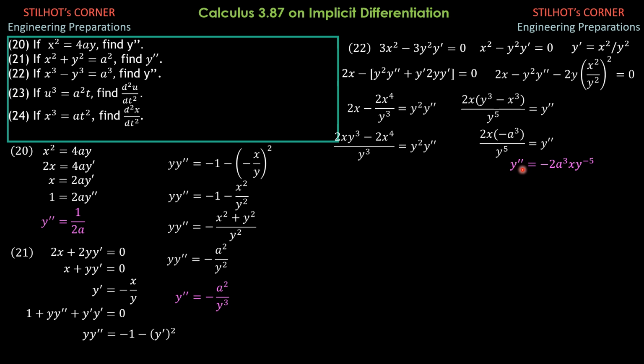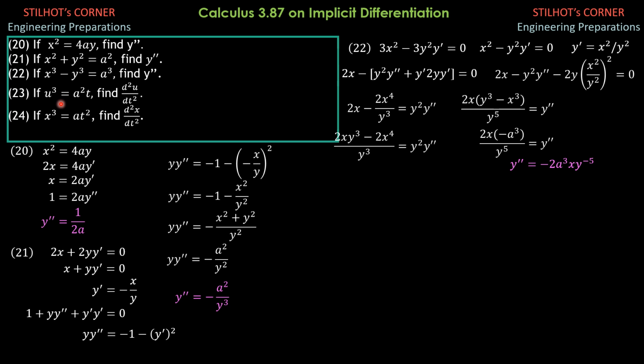And negative 2a cubed x y to the 5th, supposedly over y to the 5th, and we bring y to the 5th in the numerator, so that's why you have y to the negative 5. But it's the same as y double prime equals negative 2a cubed x over y to the 5th.